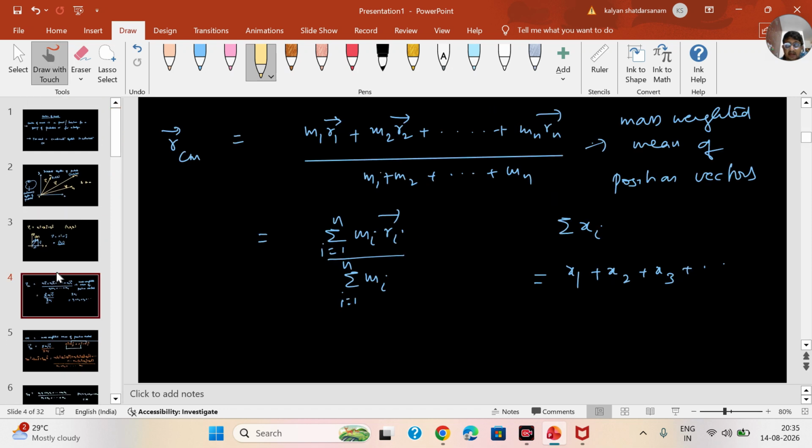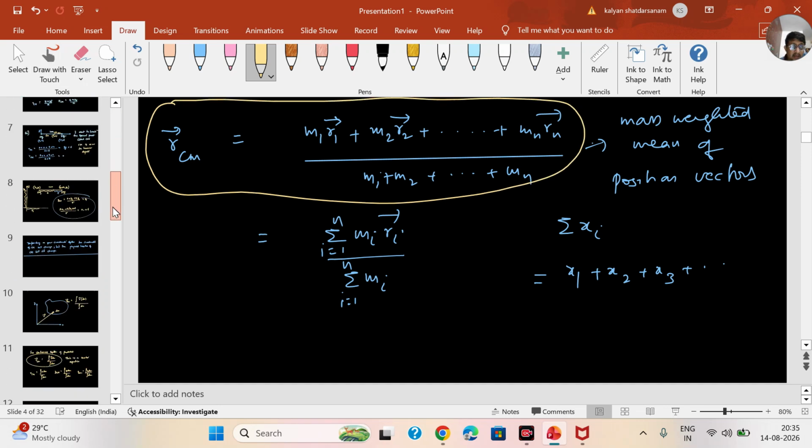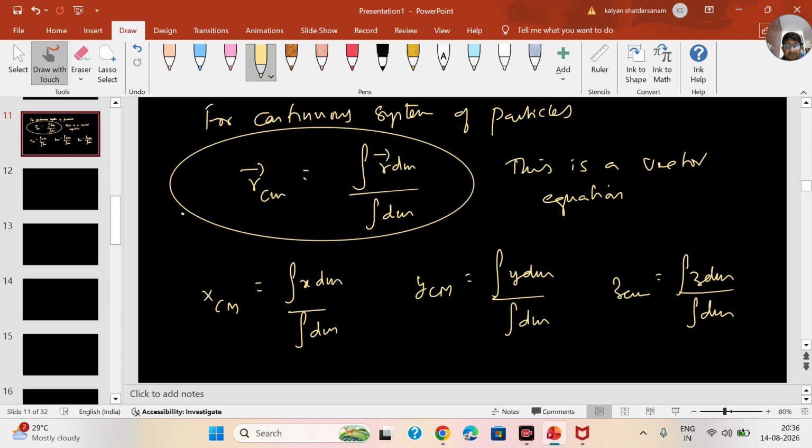One definition is for a discrete system. This is how you calculate center of mass of a group of particles. And on the other hand, for a continuous system, this is how you calculate the center of mass of a group of objects. Now, let us calculate the center of mass of different kinds of objects.